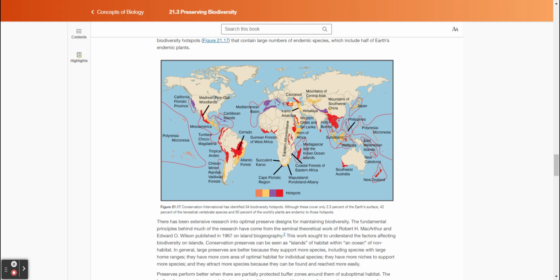Figure 21.17. Conservation International has identified 34 biodiversity hotspots. Although these cover only 2.3% of Earth's surface, 42% of the terrestrial vertebrate species and 50% of the world's plants are endemic to these hotspots.